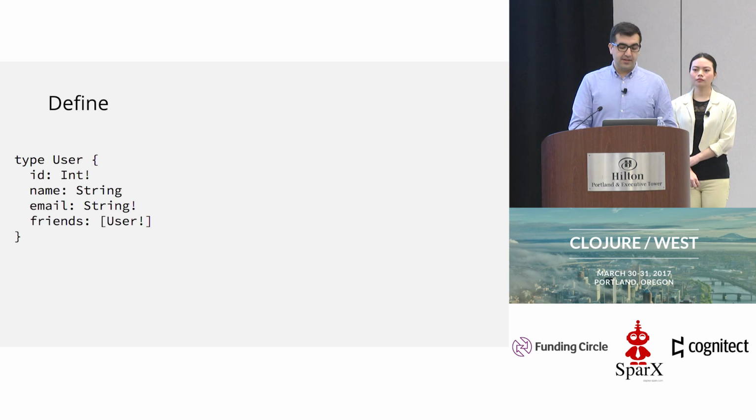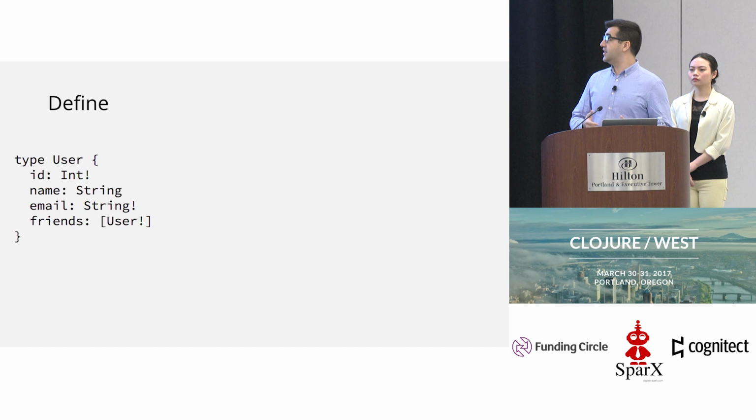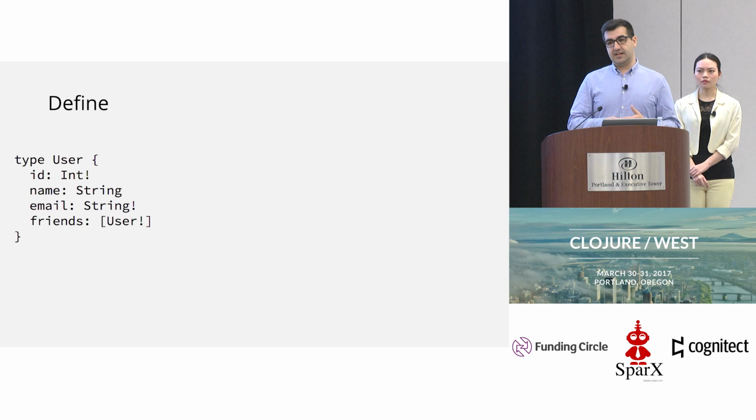In this case, we have a GraphQL server on the left-hand side that's defining a schema and makes it available to clients. So clients can be mobile apps, web apps, other servers, whatever. In this schema, we have one type, a user. The user has an ID, name, email, and friends. Bang means not nullable, and brackets mean a list. So in this case, a user has a list of friends. That list can have zero friends or any number of friends, but none of the friends can be null.